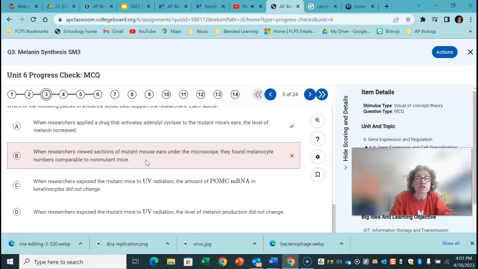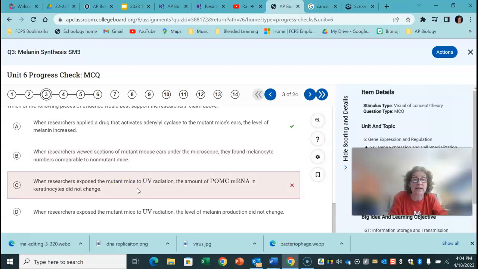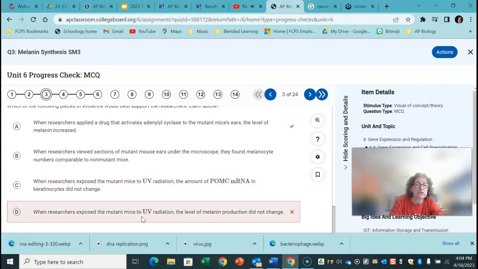So when researchers viewed sections of mutant mouse ears, they found melanocyte numbers. That doesn't tell you how they got there or not. So that doesn't give you evidence. C, when researchers exposed the mutant mice to UV radiation, the amount of palm RNA in the keratinocytes didn't change. Again, that doesn't address the chemical signaling pathway and how you might bypass it. And when researchers exposed it to UV radiation, the level of melanin production didn't change. Again, that doesn't address the one protein that's not working. Okay. We good? All right.